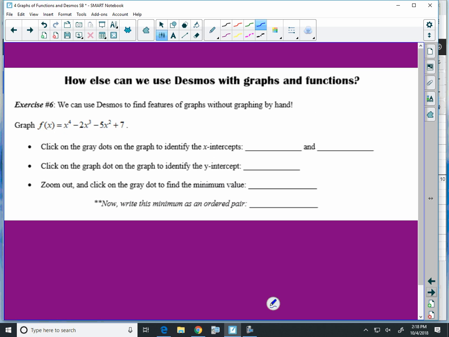We're almost done. Okay? How else could Desmos help us? Go ahead and enter this function. And you don't need your table, so you can get rid of the table. Go ahead and put in this new function.